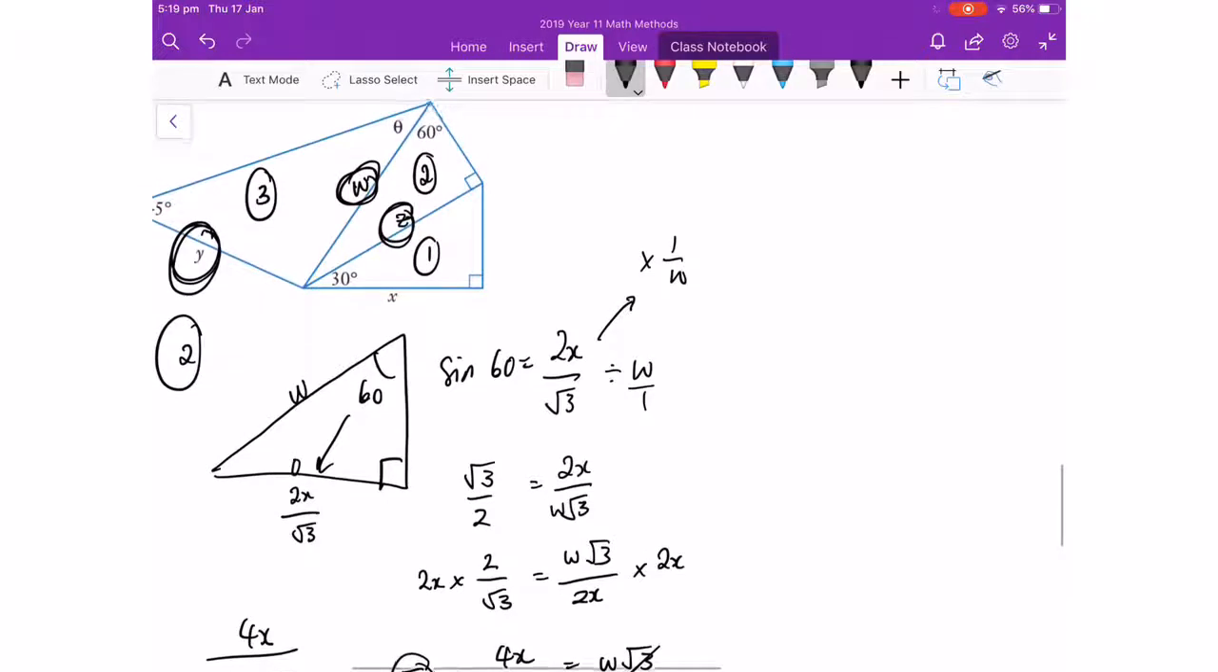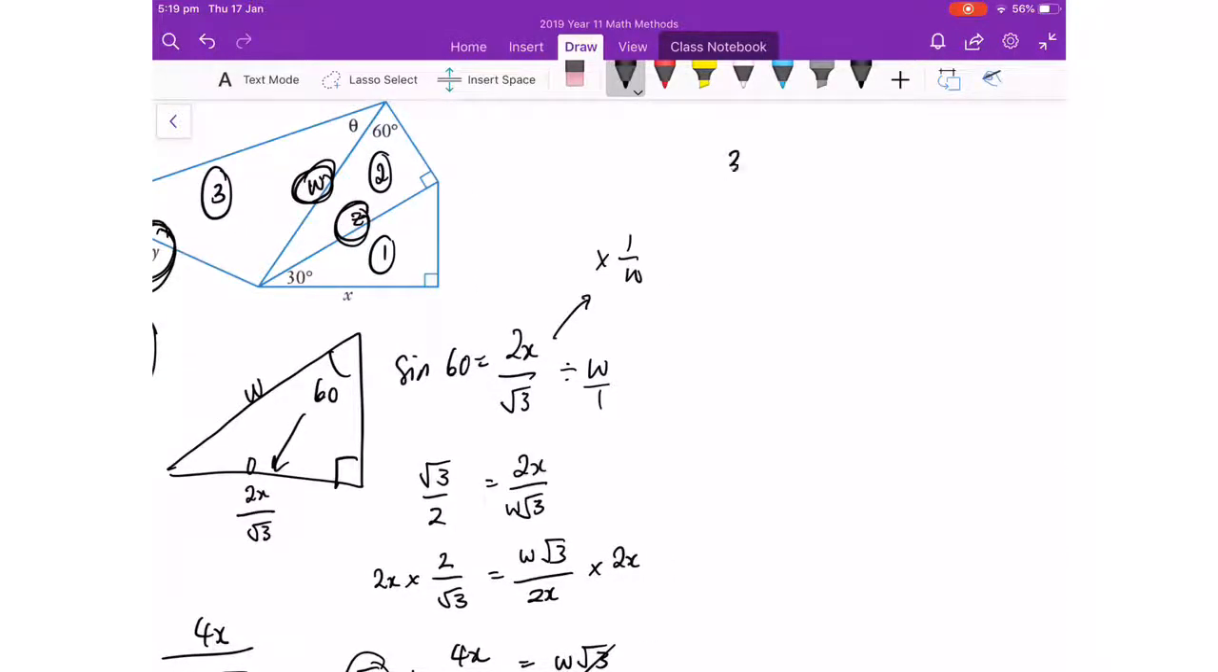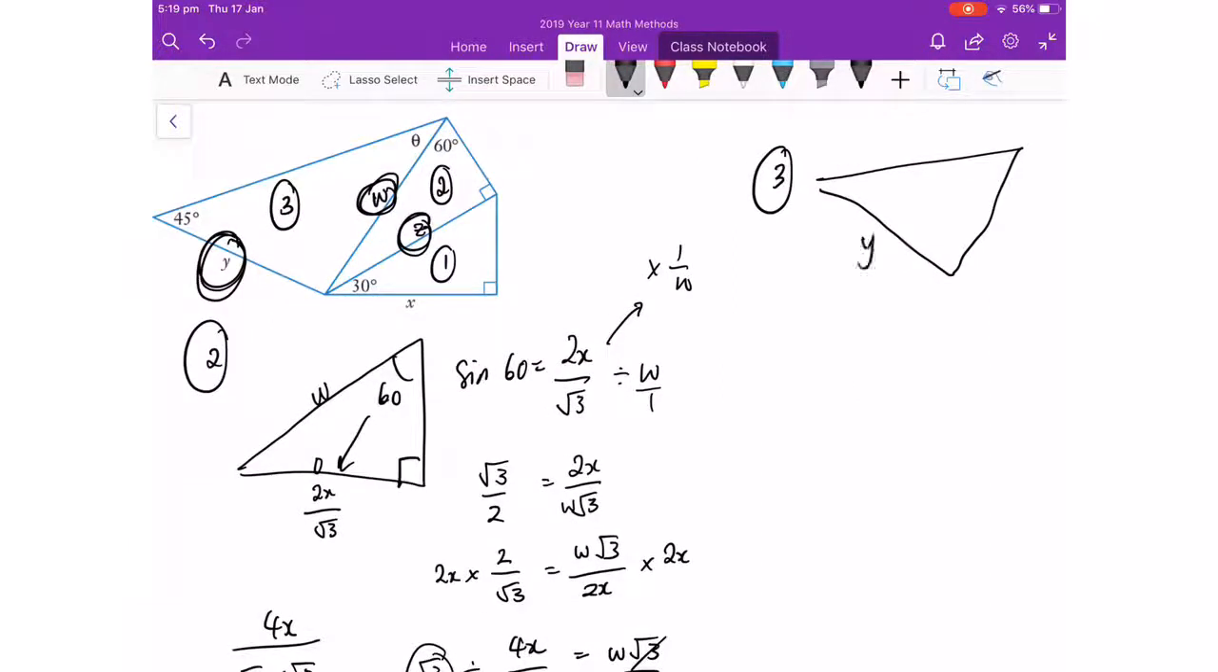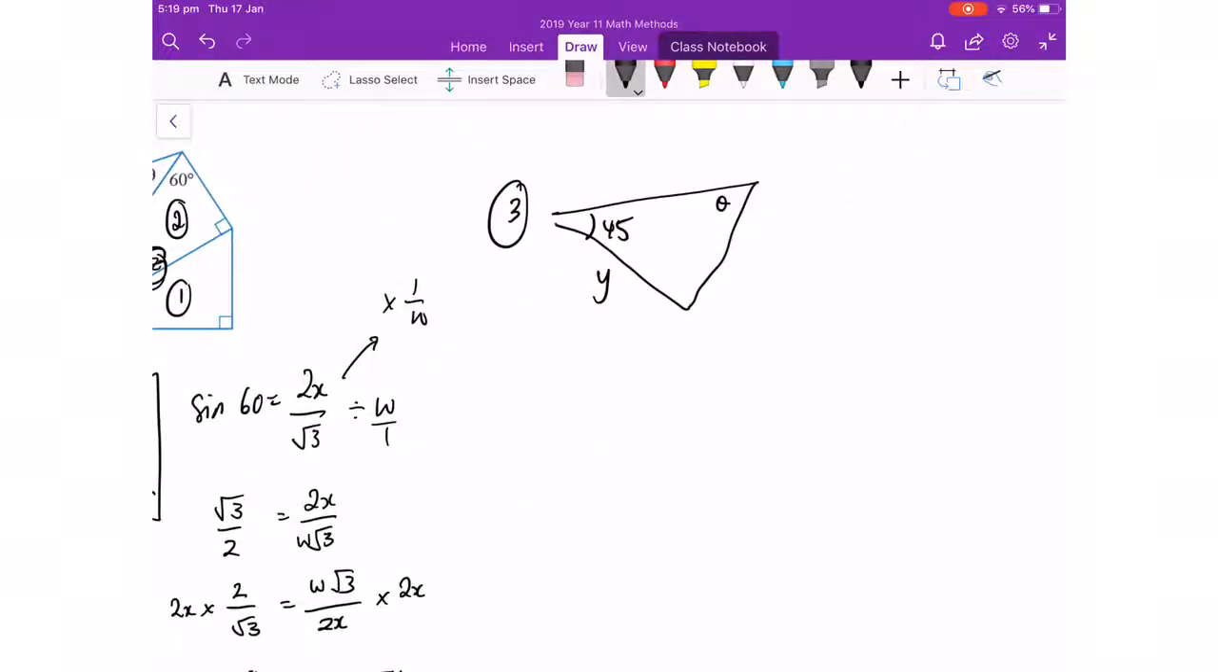Final stretch. Let's go. So we've got our final triangle now. Our final triangle looks a bit like this. Oops, a bit wonky though. This is Y. This is 45. This is theta. And my W, which I've worked out, is 4x over root 3. Sorry, not root 3. It's just regular 3, isn't it?